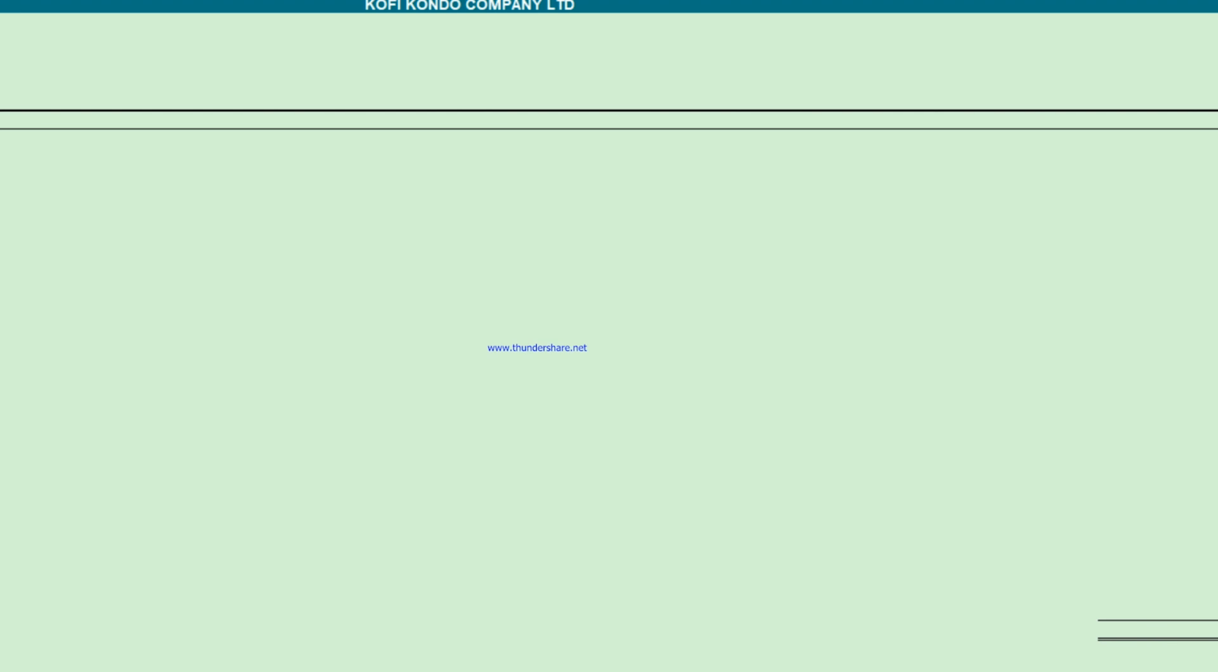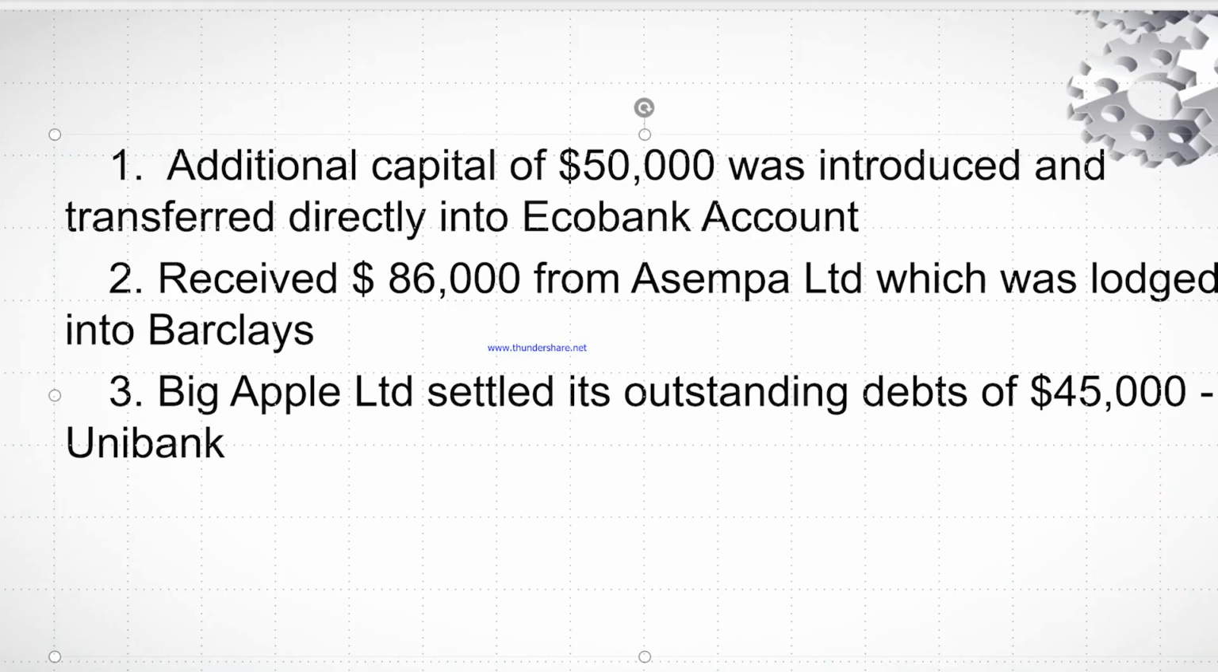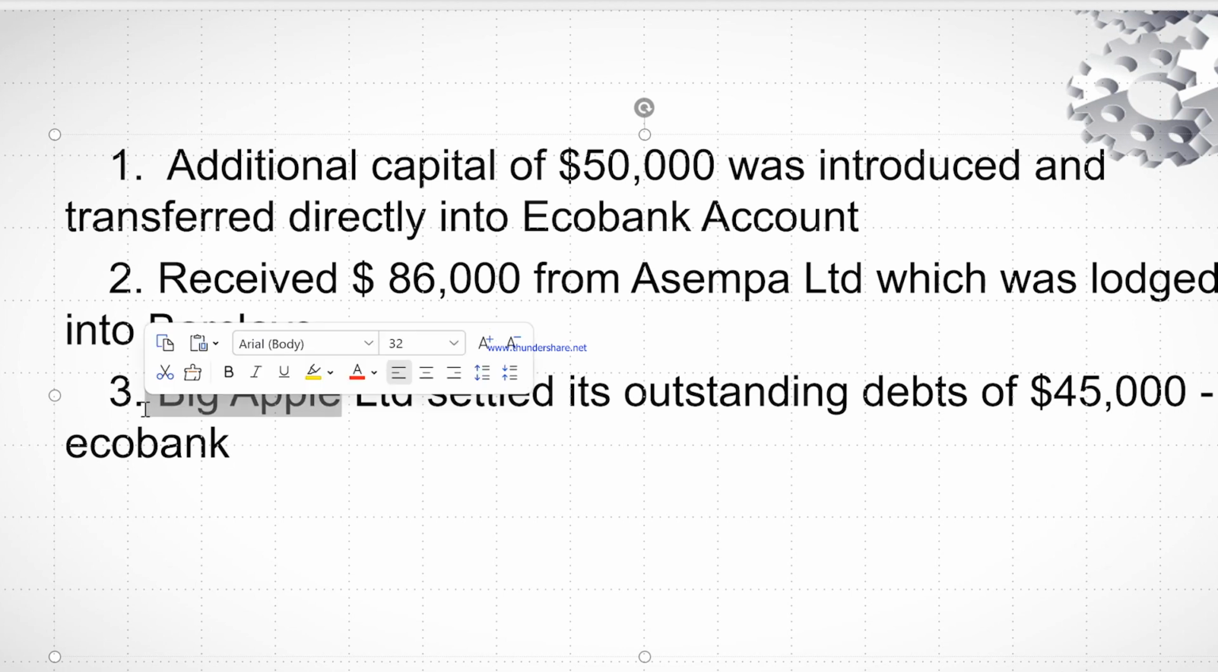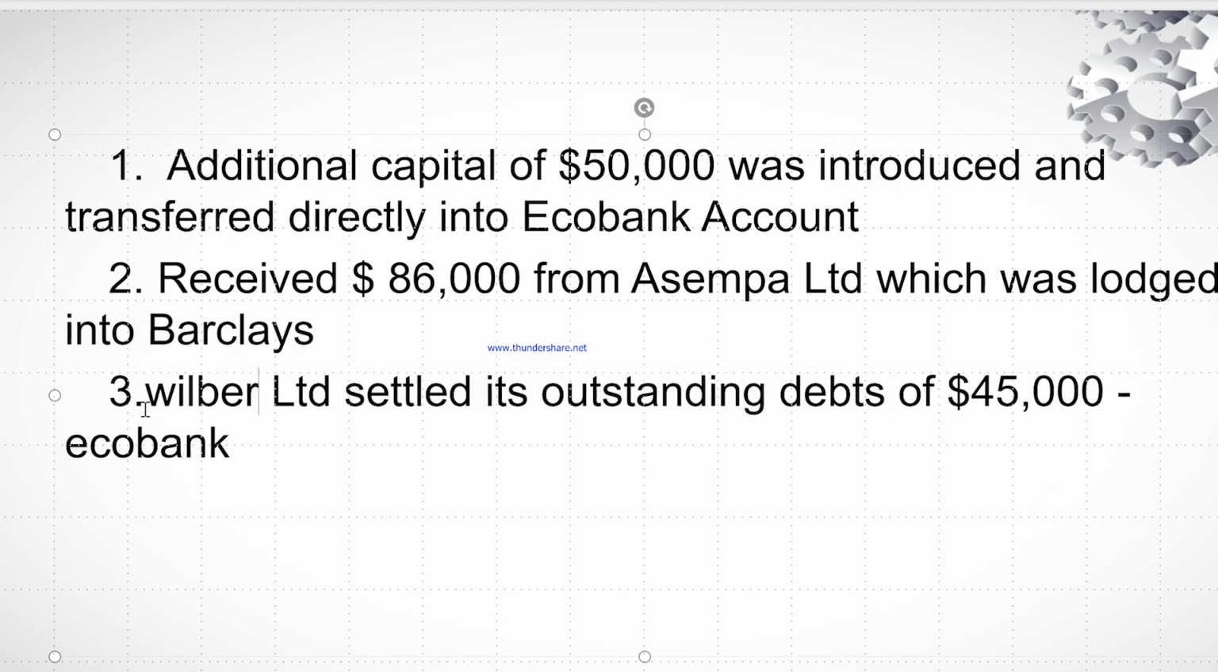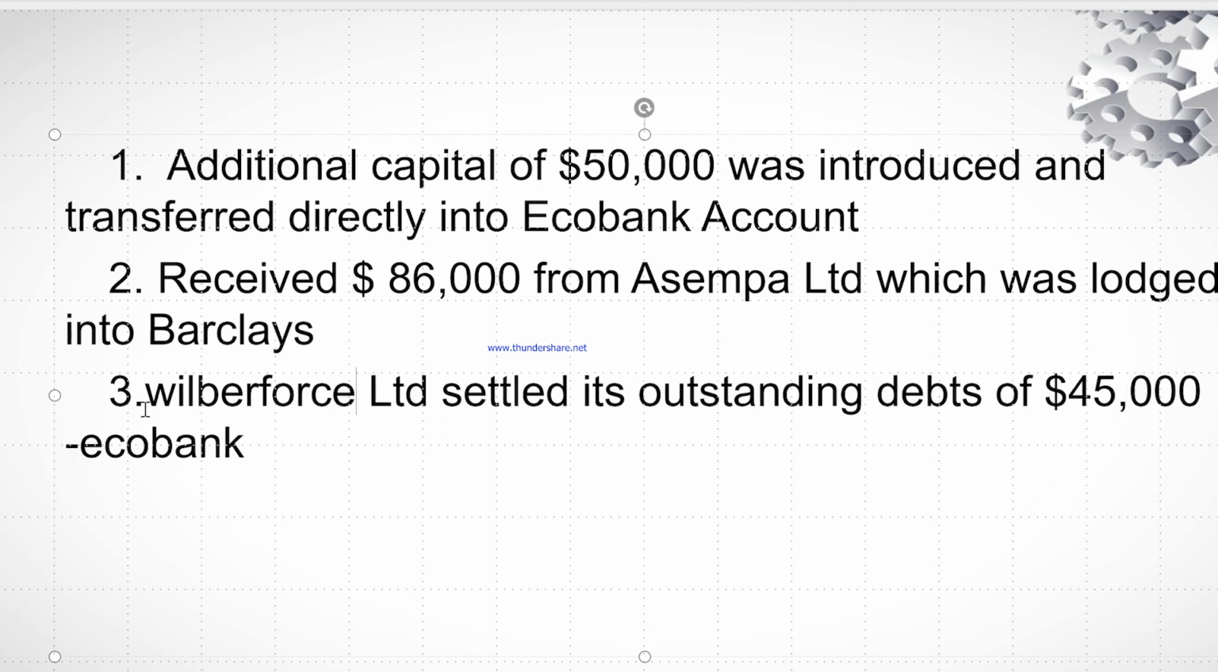And our last transaction happens to be this. So we still have our Unibank. Let's change it to Eco Bank here. Okay, we have Big Apple settled its outstanding debt of 45,000. And now we don't have Big Apple as a debtor, if we have not created any debtor account known as Big Apple. So we use Wilberforce, the one we created. So Wilberforce Limited settled its outstanding debt. So Wilberforce is a debtor.